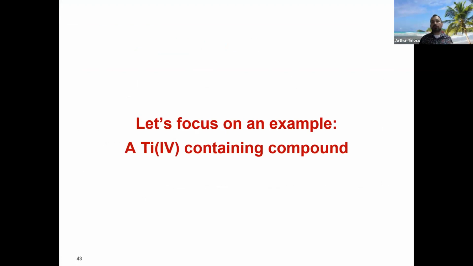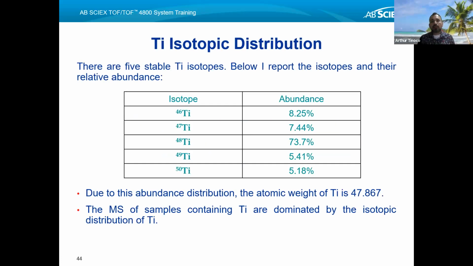All right, so I'm going to do so by looking at a particular example, and I'm choosing a titanium-containing compound, not because I work with titanium, but because this is actually a really good example of isotopic distribution. When you are referring to the element titanium, there are several titanium isotopes, but there are 5 stable ones, and those 5 stable and abundant titanium isotopes compose what we know as the titanium that you can bind to different things, or make molecules with.